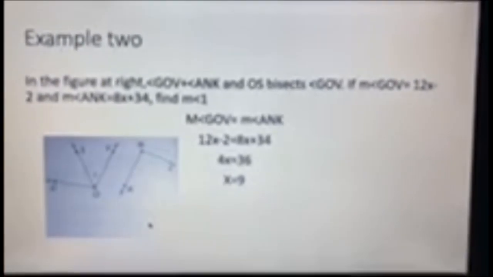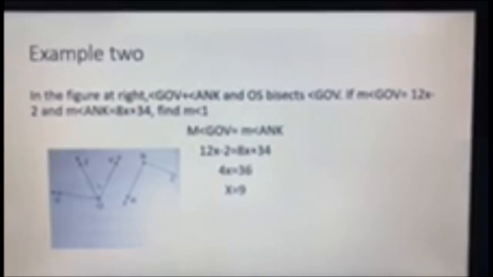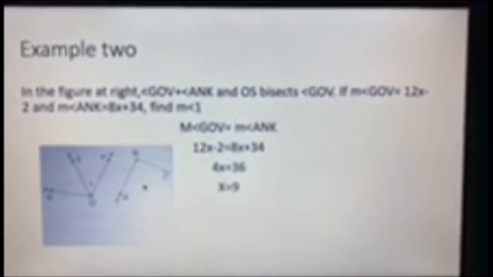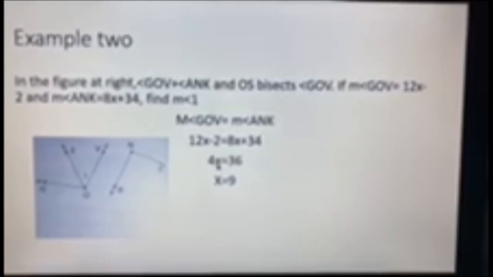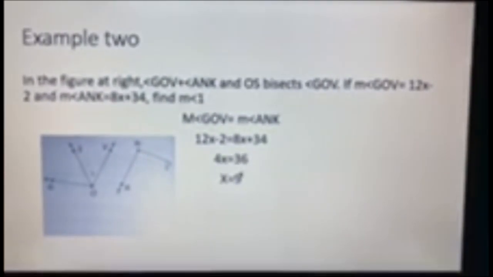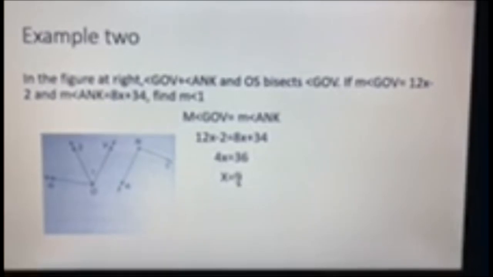So then you would go back to the problem where it is given that 12x minus 2 equals 8x plus 34. You're going to subtract 8x from both sides to get 4x. And then you're going to add 2 to 34 to get 36. Then if you divide both sides by 4, you would get x equals 9.